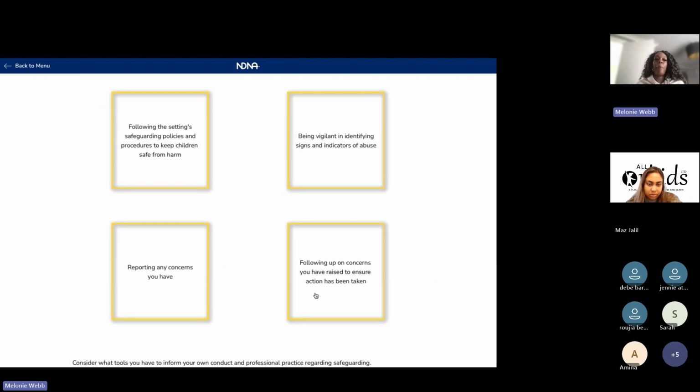Obviously, quite often, if you reported something on my concern, you might not necessarily get an update as to what has happened, because it's important that we remain confidential. However, you do have the right to ask. So if you ever feel that your concerns haven't been taken seriously because you haven't been given the necessary information, it's important that you go to the person that you raised the concerns to, or your designated safeguarding lead and question that.